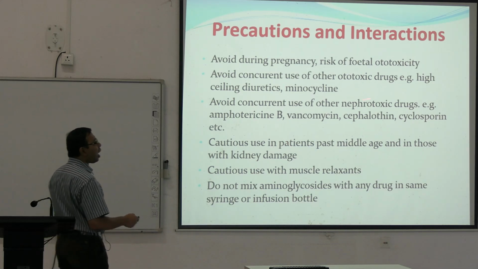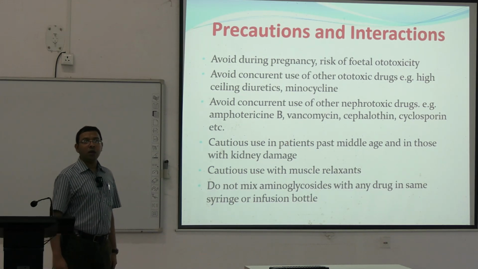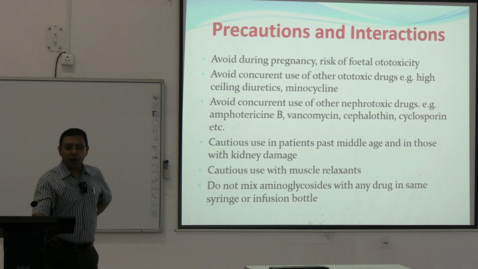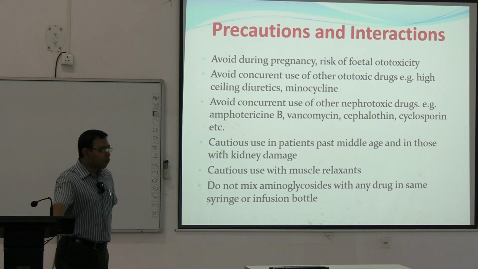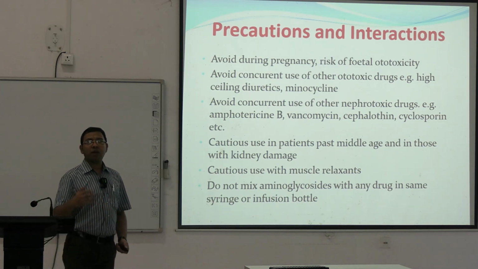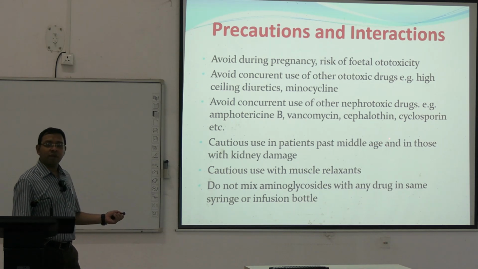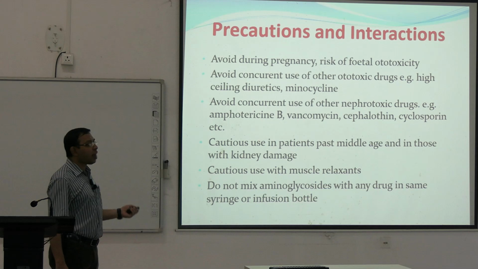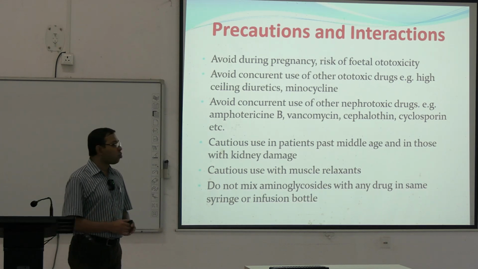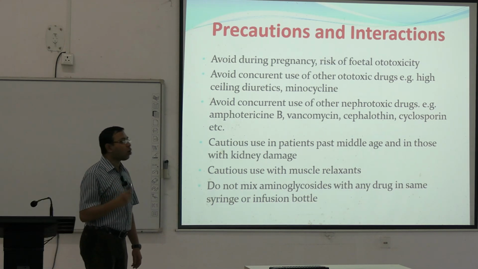Avoid concurrent use of other nephrotoxic drugs also. For example, amphotericin B, which you will read about in the antifungal chapter, is also an important drug for Kala-azar. Amphotericin B is very much nephrotoxic. Vancomycin, which you have already read about, mainly acts on gram-positive bacteria. It is a nephrotoxic drug. Cephalothin is a cephalosporin antibiotic, and cyclosporin is an immunosuppressive. These are all nephrotoxic drugs. Again, these should not be combined, or even if it is needed, we should be cautious.